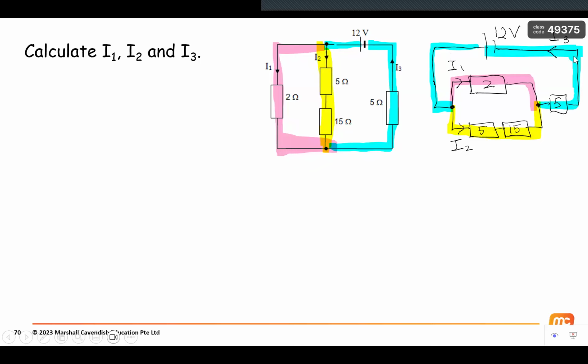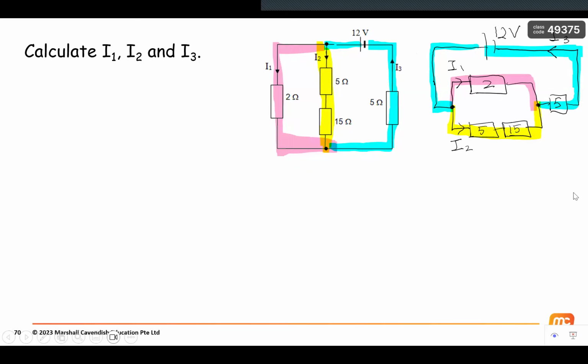Remember, the top branch will only have the battery, while the bottom branch will have all the resistors arranged in a single line at the bottom. So this is how I simplified my diagram. And then I do all my labeling. So this is I1, I2, and I3.